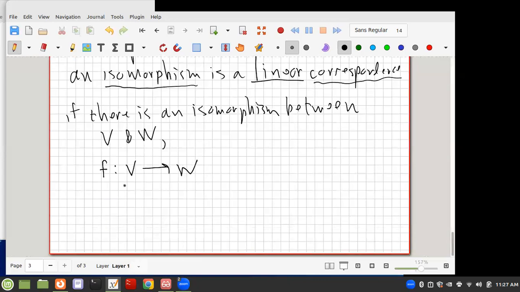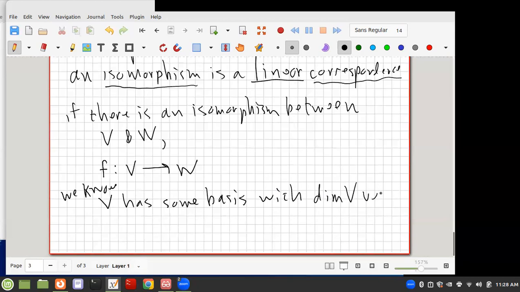Now we know that V has a basis, right? Because V is a vector space, we know V has some basis with dimension V vectors, let's say with n vectors, and that is the dimension of V, because that's how we define the dimension of V: the number of vectors in any basis.